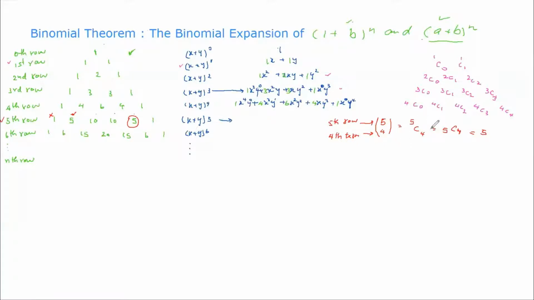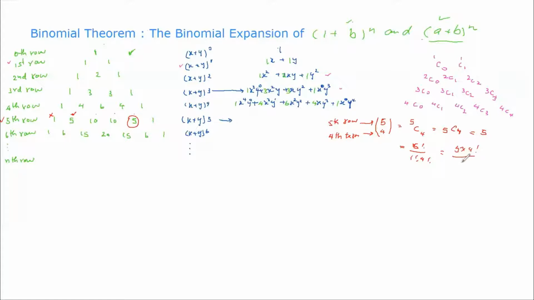And then you can check if you use calculation, right? From the use of the formula, this one becomes 5 factorial over (5 minus 4) factorial, that is 1 factorial, times 4 factorial, right? So it becomes 5 times 4 factorial, correct?